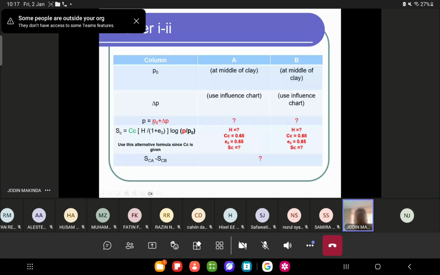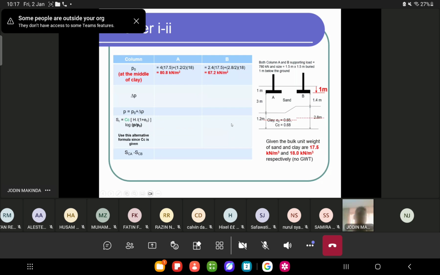So after you know P, you insert the value P into this equation. Then you can solve everything. Yeah, you can find the settlement at point A, settlement at point B, and you can compare and find the difference between the two columns. So easy. If I give you this question in the exam, make sure you know it as easily as this.